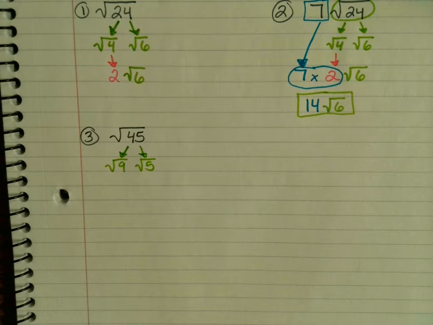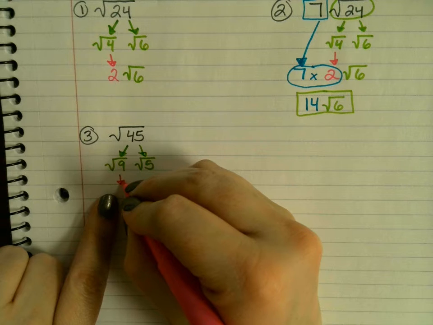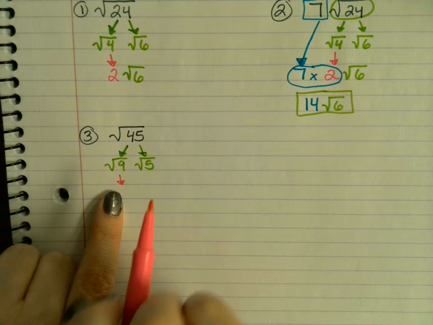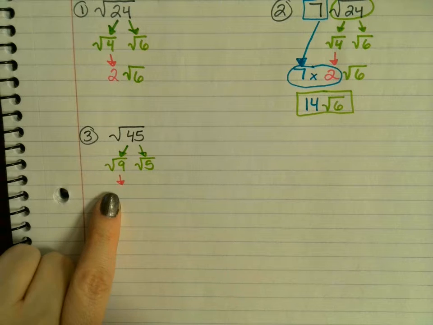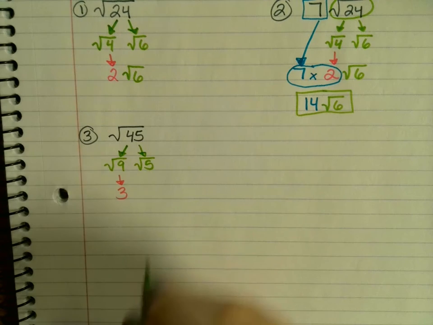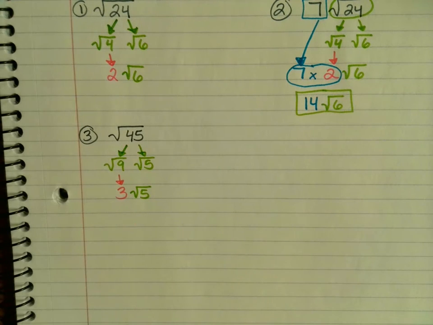Okay, square root of 9, that's the perfect square. We can go ahead and simplify that so it's no longer a square root. What is the square root of 9? 3. Okay, square root of 5 is just going to stay square root of 5. Okay, so that's the original. That's how we did it when we didn't have a coefficient in front.